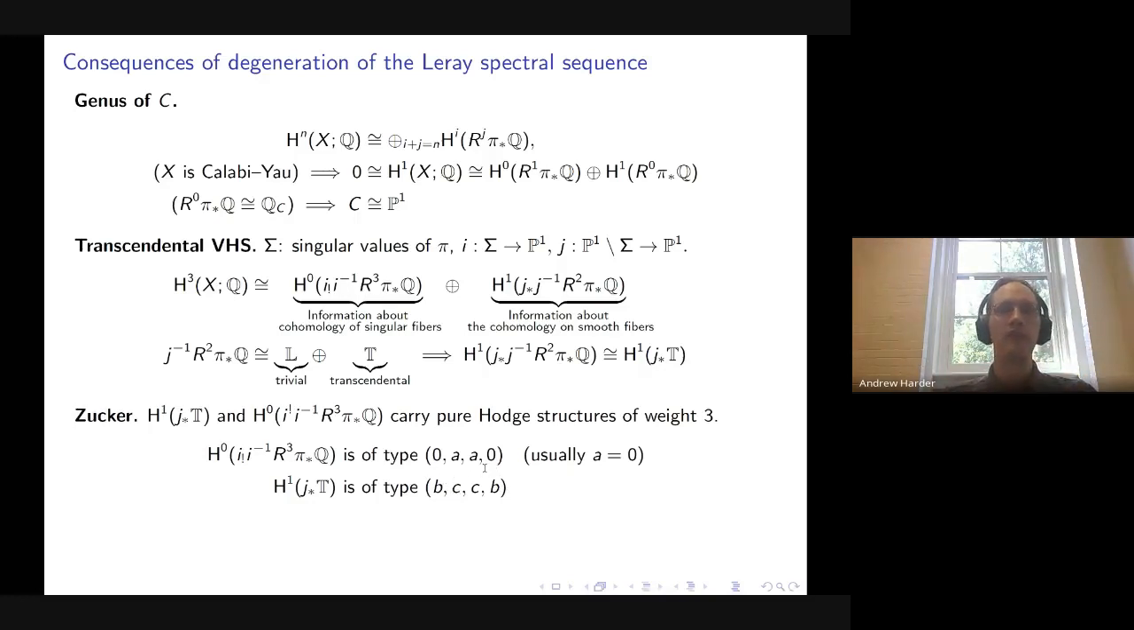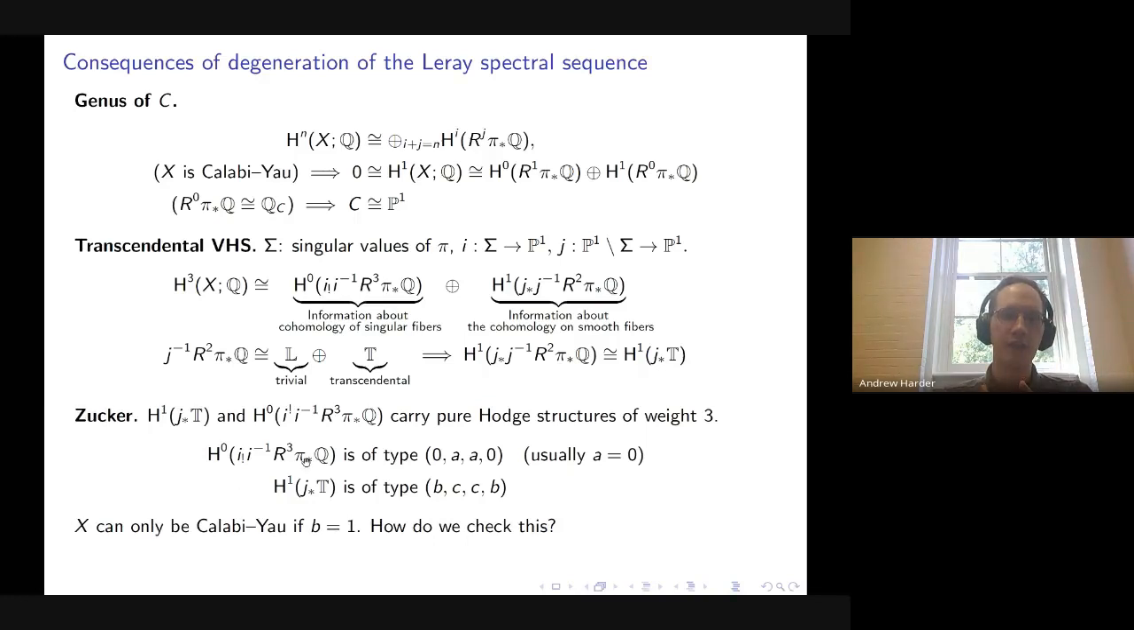So really, if I want to detect whether my total space is Calabi Yau, all I need to focus on is the cohomology of the transcendental local system. And in fact, I want to focus on the pure Hodge structure on this cohomology group. Okay, great. So that's really the upshot.